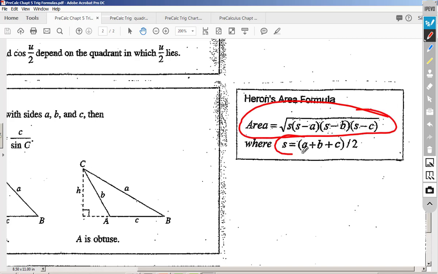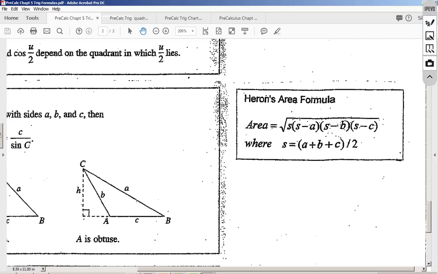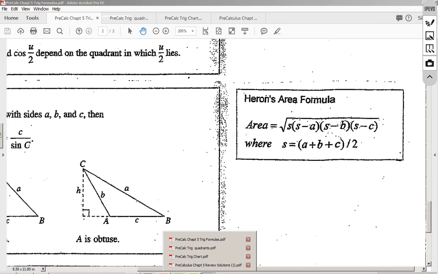The first thing we have to do is find this part right here, which is S is equal to A plus B plus C all divided by 2. Once I find that, I can substitute it into my actual area formula. The area formula says that I take the square root of S times S minus A, times S minus B, times S minus C. Using that formula, go ahead and add those three numbers together.